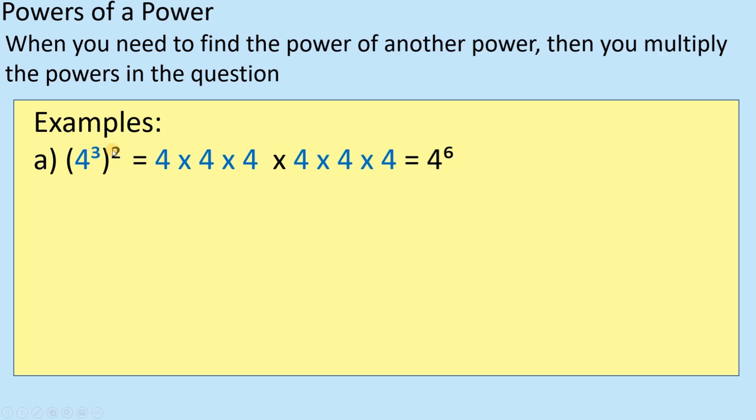Looking at these two, there's got to be a quicker way of getting 6 out of these two, and of course there is. Just times these two. But essentially that's what you're doing. You're doing 4 cubed times 4 cubed, so there's two lots of it, so basically we've got 6.